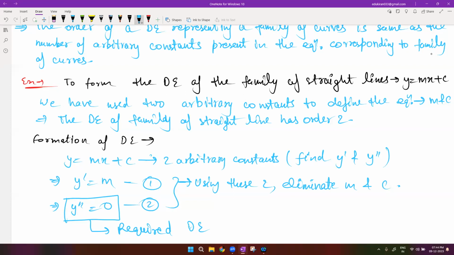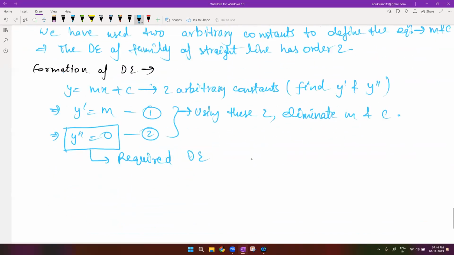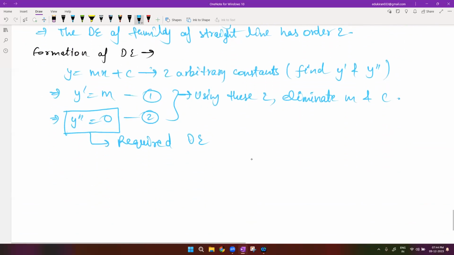For example, in this second case, we don't even have m or c, which is why we don't need to eliminate them. This is actually the easiest differential equation. But in the further cases, you'll be asked difficult questions in which you will have to understand how to find the final answer for the differential equation. In the final answer, there will be no m, no c, no arbitrary constant which was used to define the equation.